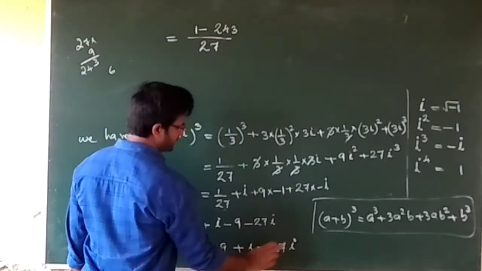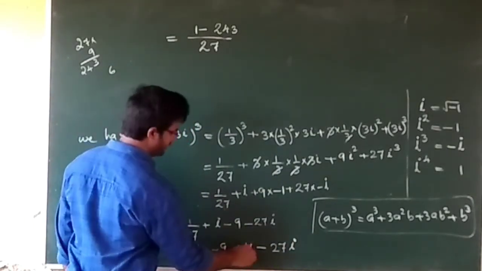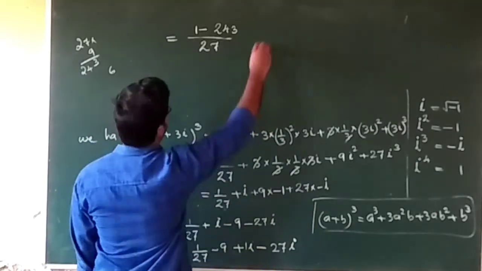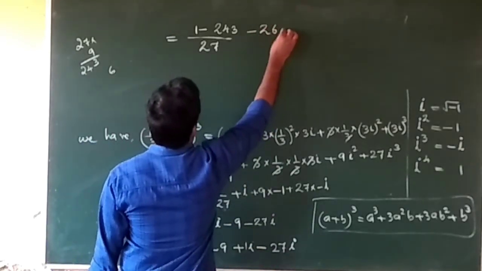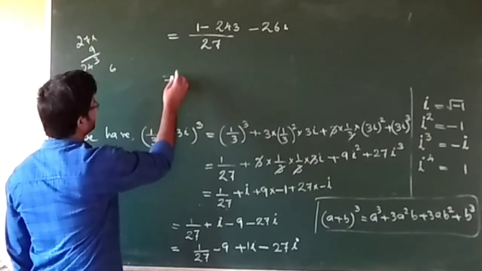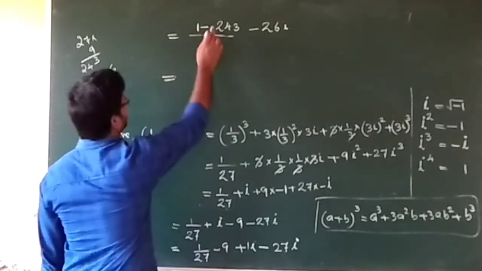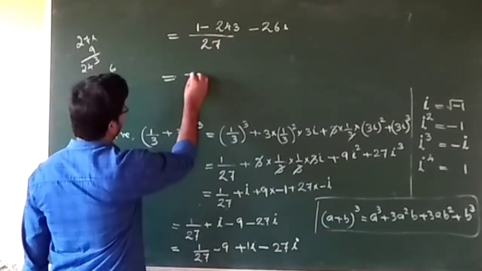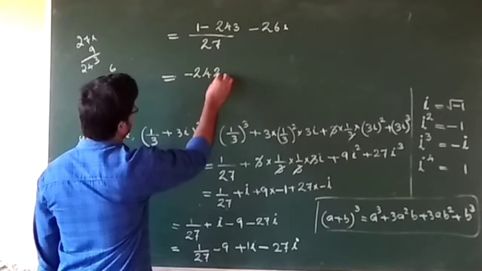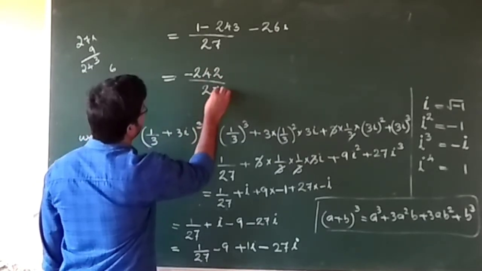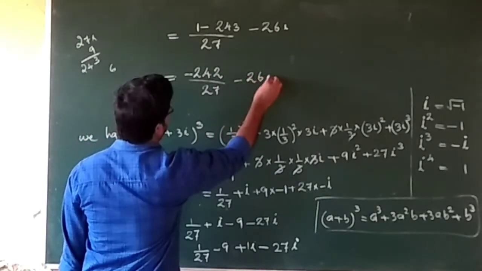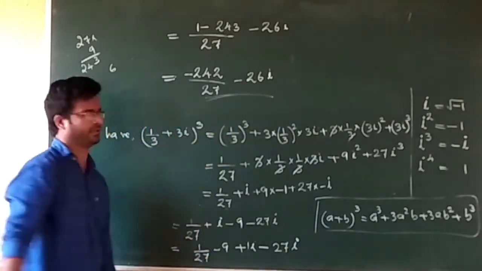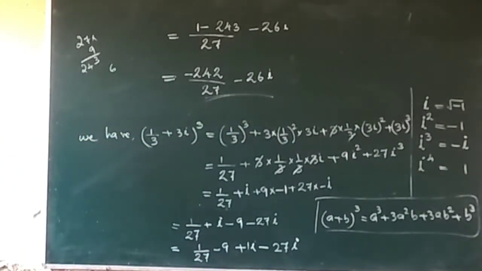Then here i minus 27i. i means 1i. 1 minus 27, minus 26i. Equal to 1 minus 243, that is minus 242, divided by 27, minus 26i. This is our answer. Just pause the video and write it down in your notebook.